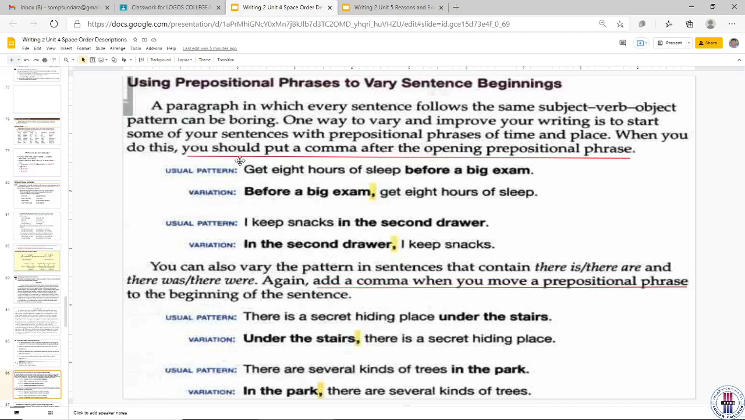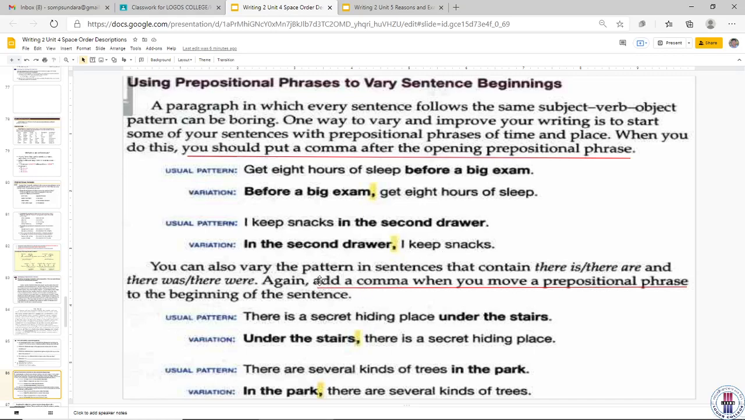When you do this, you should put a comma after the opening prepositional phrase. All right. So if you usually write, get 8 hours of sleep before a big exam, before a big exam is your prepositional phrase. If you were to say, before a big exam, get 8 hours of sleep, you have to put a comma after your prepositional phrase if it is at the beginning of a sentence. I keep snacks in the second drawer. In the second drawer, I keep snacks.